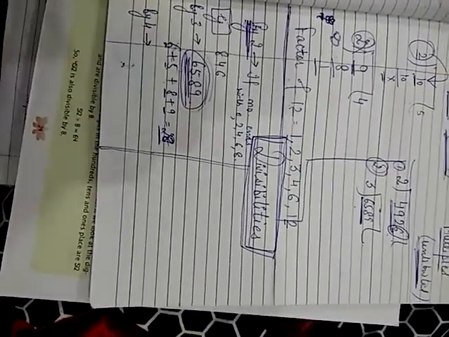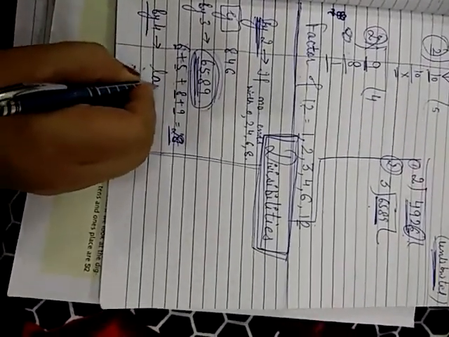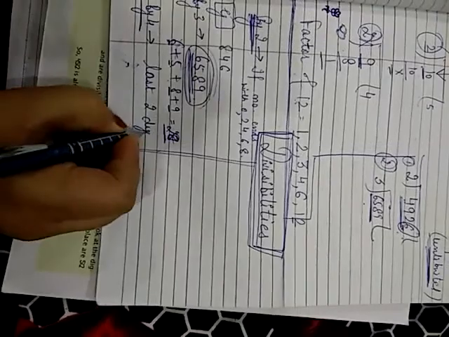Now divisibility of 4. To check the divisibility of 4, we will check the last two digits.